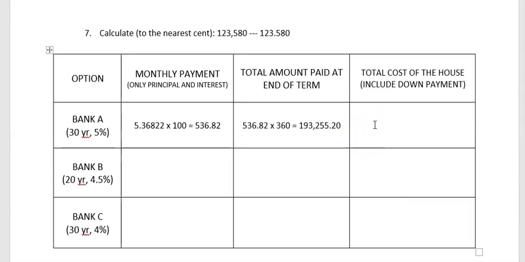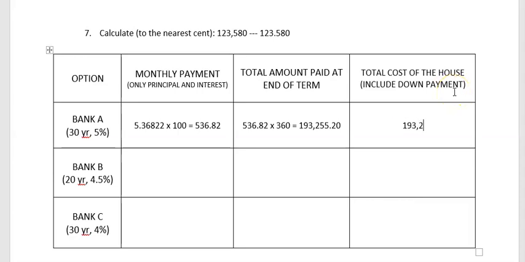All right, so that is how much I have paid. So I borrowed $100,000, but at the end of those 30 years, I actually end up paying $193,000 for that. So I'm basically ending up with about $93,000 in interest. But that's not the total cost of the house because we also had a down payment.